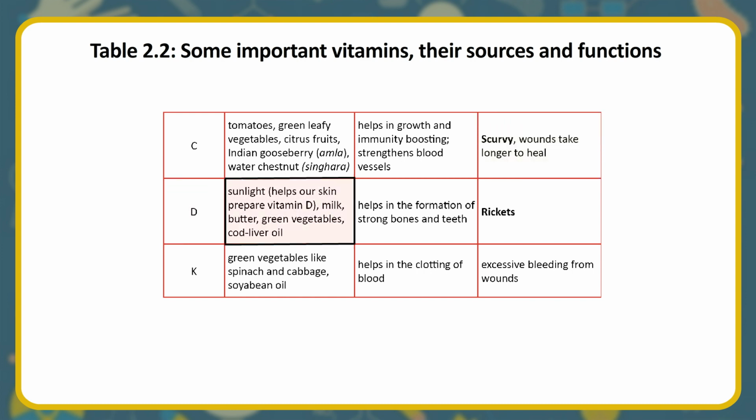D. Sunlight, which helps our skin prepare vitamin D, milk, butter, green vegetables, cod liver oil. Helps in the formation of strong bones and teeth. Rickets. K. Green vegetables like spinach and cabbage, soybean oil. Helps in the clotting of blood. Excessive bleeding from wounds.